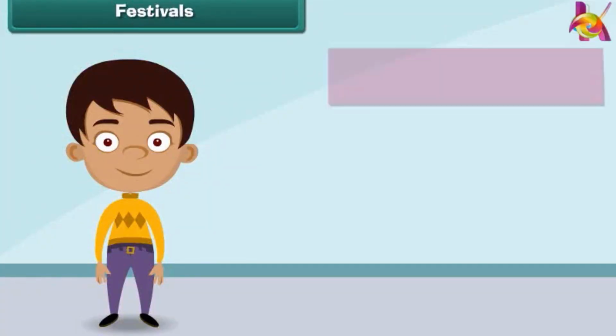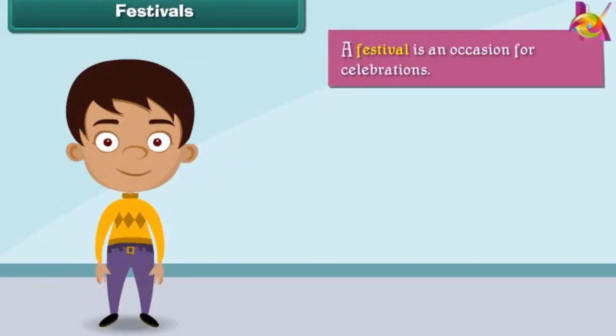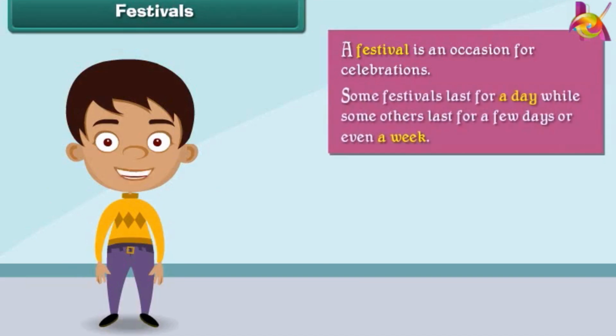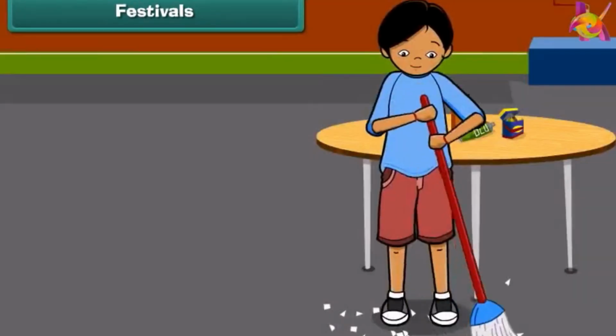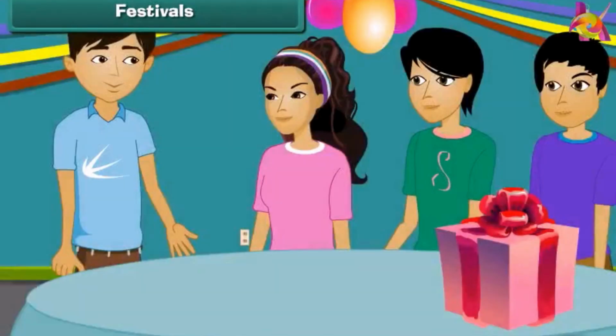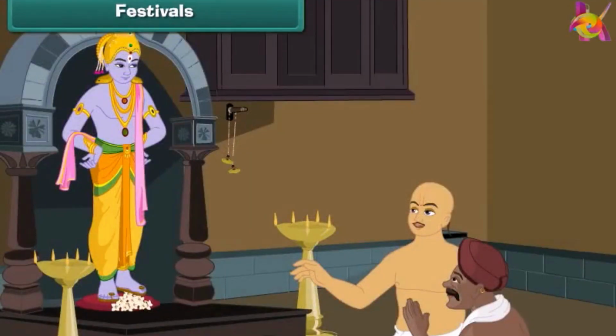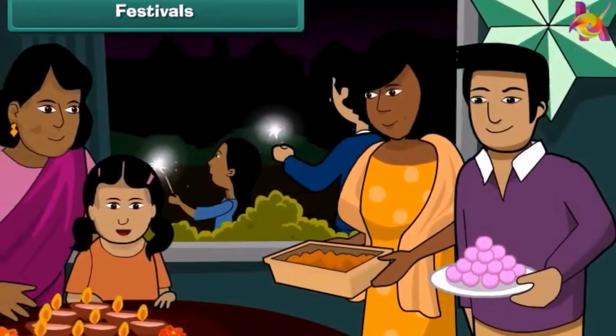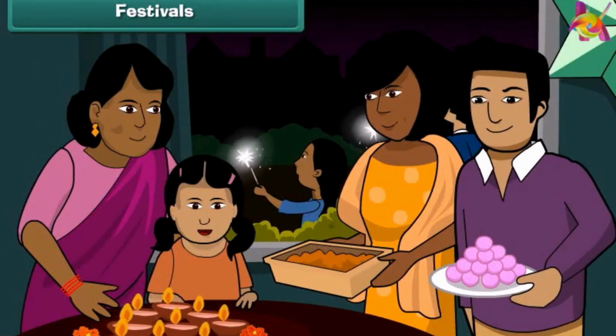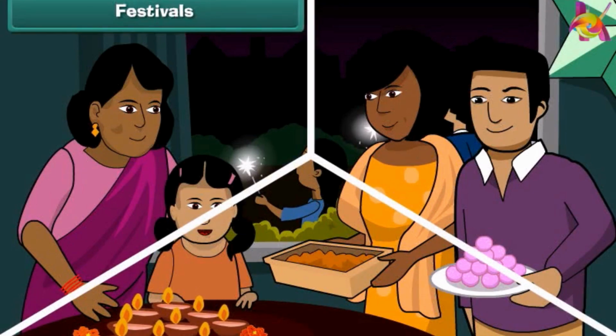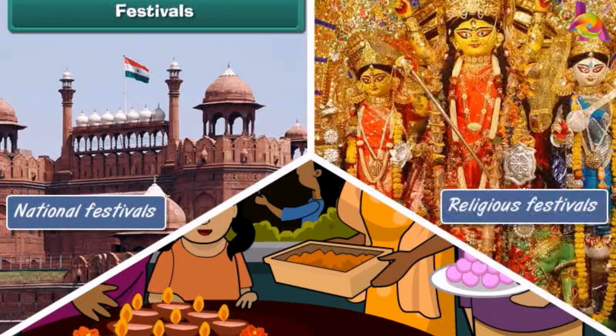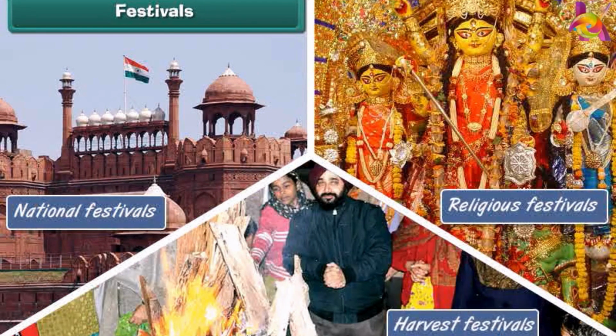Festivals. A festival is an occasion for celebrations. Some festivals last for a day, while some others last for a few days or even a week. Festival times are happy times. During a festival, we clean and decorate our houses, wear new clothes, pray to God, exchange gifts with friends and relatives, enjoy delicacies. Festivals can be broadly classified into three categories: national festivals, religious festivals, and harvest festivals.